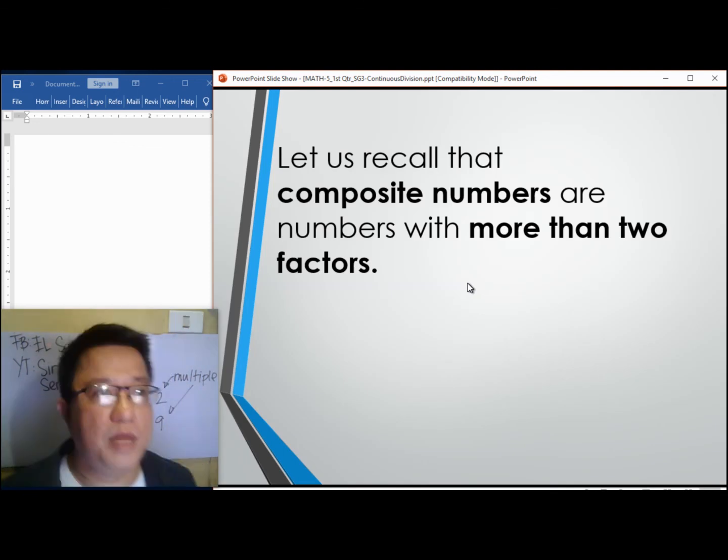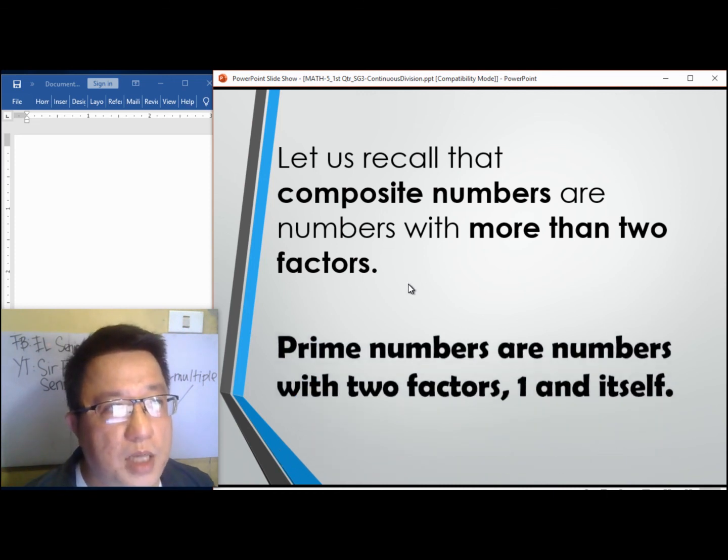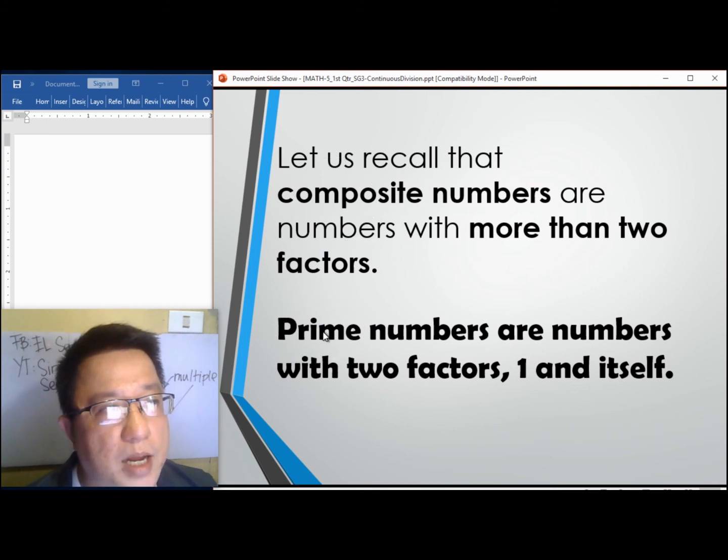Okay, so let's recap. Composite numbers are numbers with more than 2 factors. For example, we had 12. 12 has 6 factors: 1 times 12, 2 times 6, 3 times 4. And prime numbers are numbers with only 2 factors, 1 and itself. For example, the smallest prime number is 2. 2 equals 1 times 2, and there are no more factors. So we have composite and prime numbers.